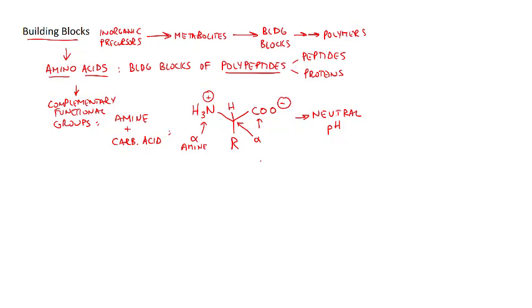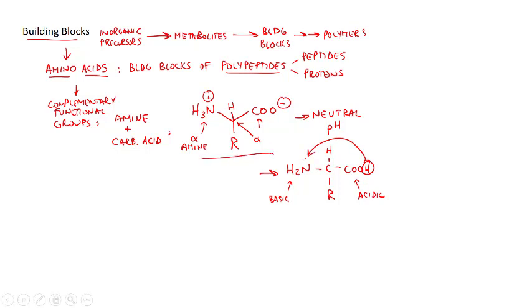A lot of times you'll see amino acids written like this. And while that's not completely incorrect, it's also not very realistic, especially if you're in water. The reason for that is because the amine group is pretty basic and the carboxylic acid group is acidic. And so if you put this thing into water, what's going to happen? This hydrogen is going to go right over there, and we're left with a zwitterionic structure.